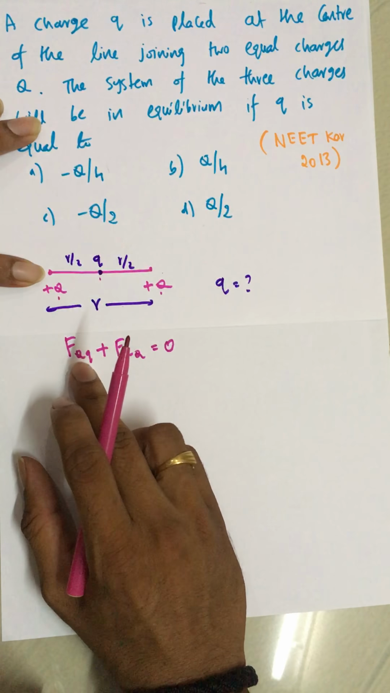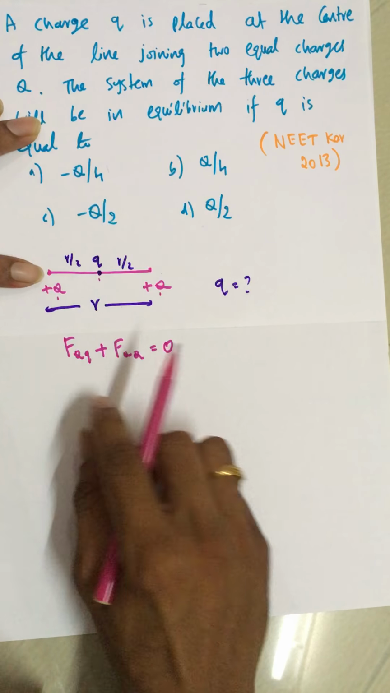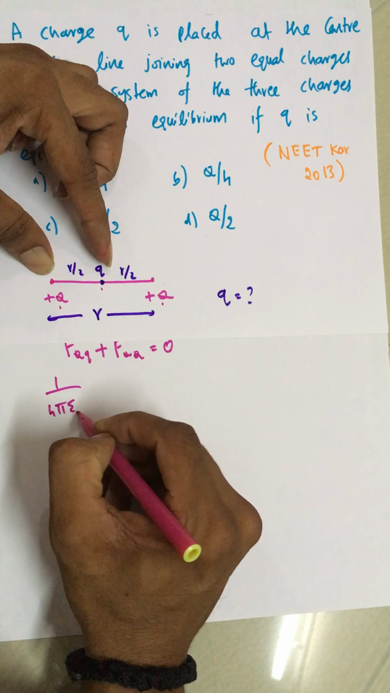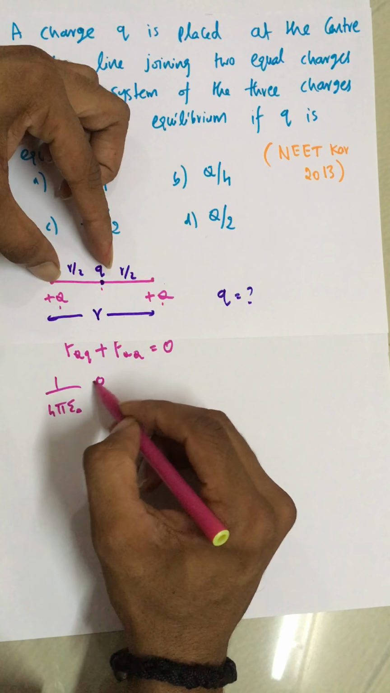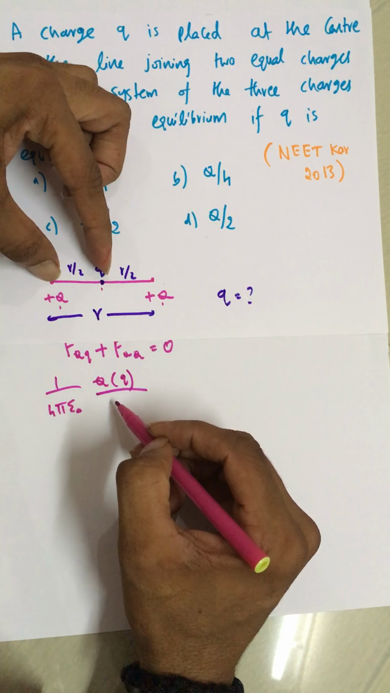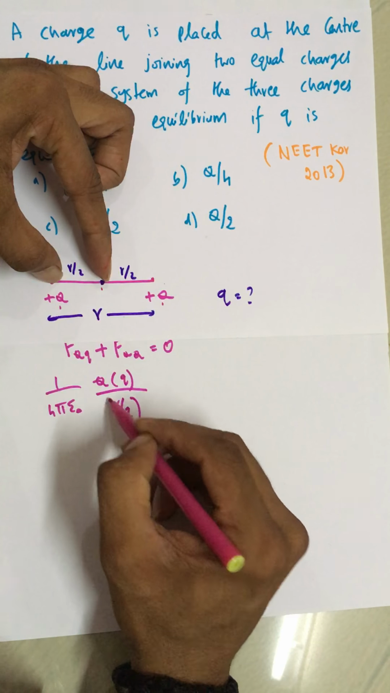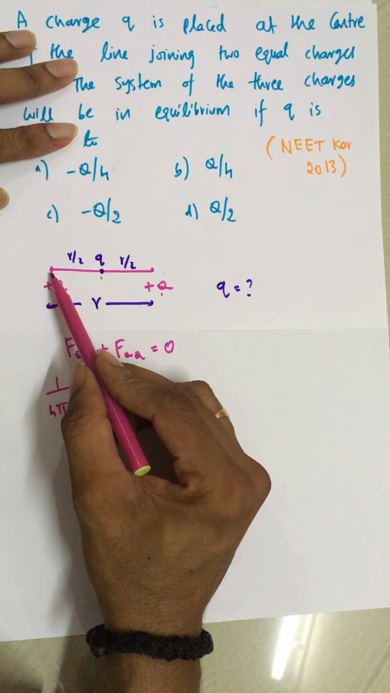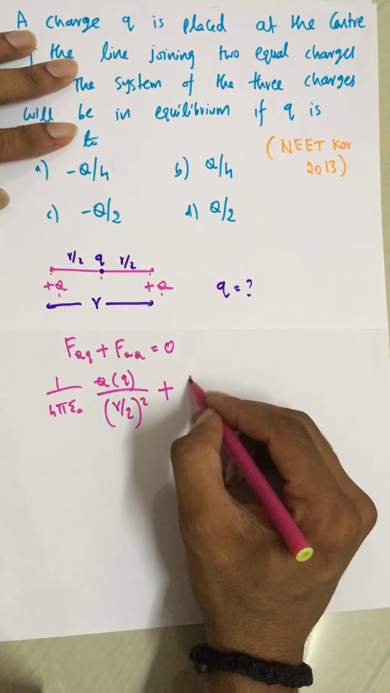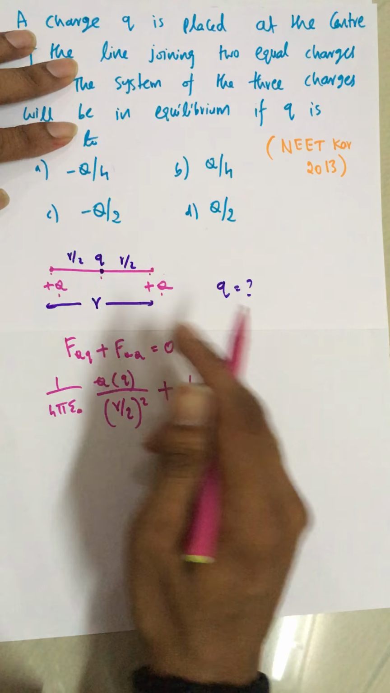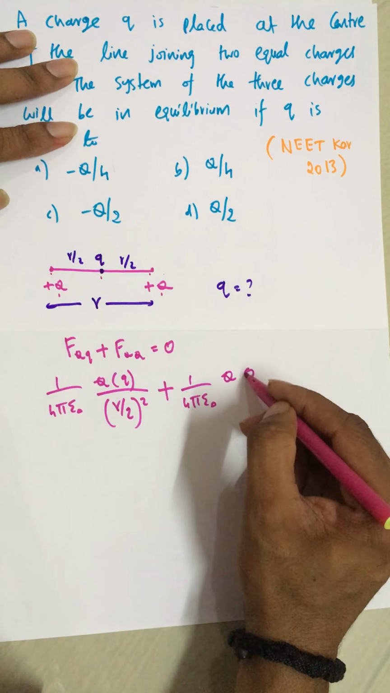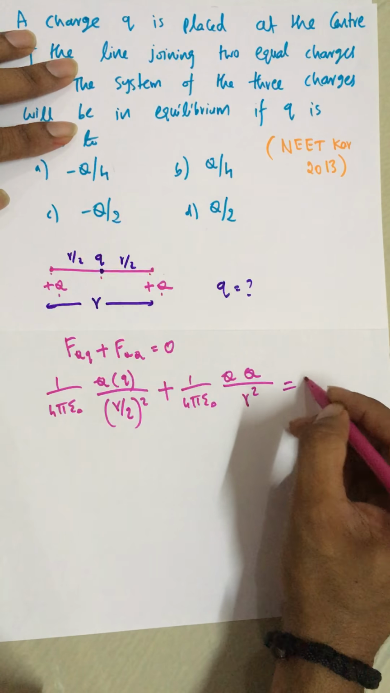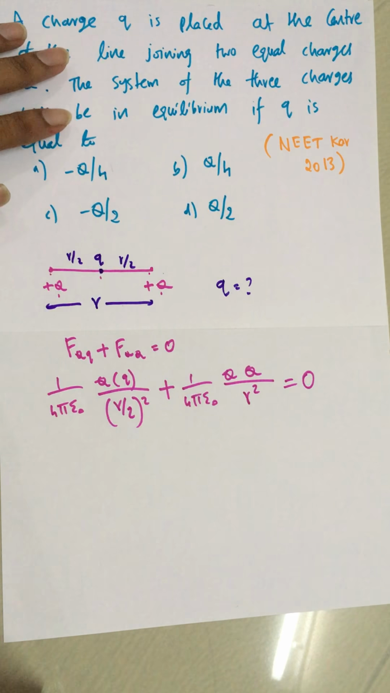Now, how much is the electrostatic force of repulsion between these two charges? That is 1 by 4 pi epsilon naught, the product of charges is Q into small q, by the distance between them, R by 2 whole square, plus the force of repulsion between these two charges, given by 1 by 4 pi epsilon naught, the product of charges Q into Q, by the distance between them R square, is equal to 0. This is a case of equilibrium.